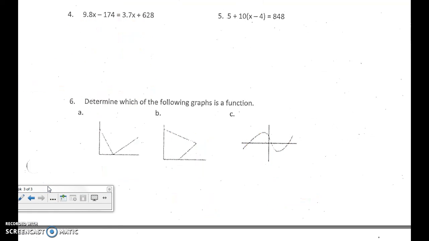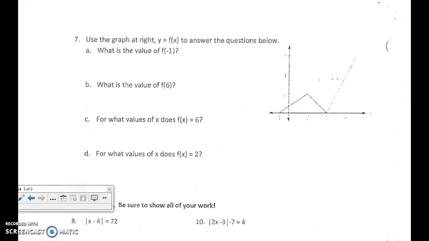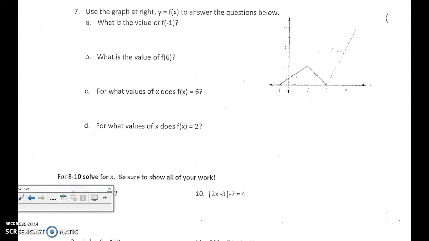All right, let's move on to the second page. I know number 7, it was kind of hard to see the markings on the graph here. So just do the best you can on this one.